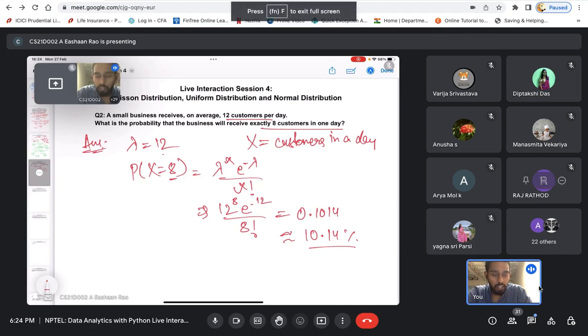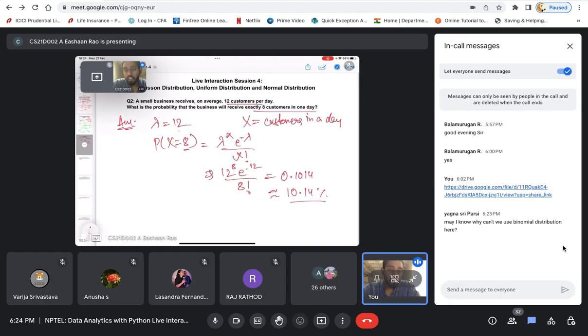Okay, one question we have: why can't we use the binomial distribution here? One basic reason is that we don't have a success and failure probability given in this question. The probability of success of getting a customer should be given, and the failure of not getting one we can calculate from that. One of these probabilities should be given, and based on that we might calculate this using the binomial distribution. But since we don't know the success and failure, we depend on the mean of the population, which in this case is 12 customers per day.